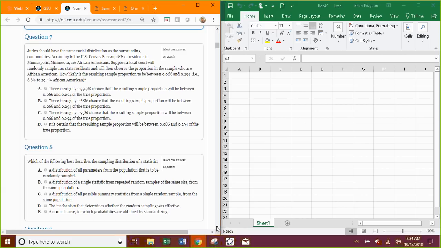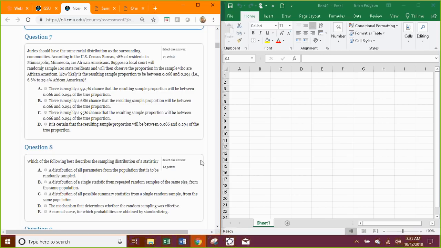Juries should have the same racial distribution as the surrounding communities. According to the U.S. Census Bureau, 18% of residents in Minneapolis are African American. So the local court will randomly sample 100 state residents and will then observe the proportion in the sample who are African American. How likely is the resulting sample proportion to be between 0.066 and 0.294? Well, if you look at your answer choices, 99.7%, 68%, 95%, those are the standard deviation values. Within one standard deviation, you're within 68%. Within two, it's 95, and 3, 99.7.